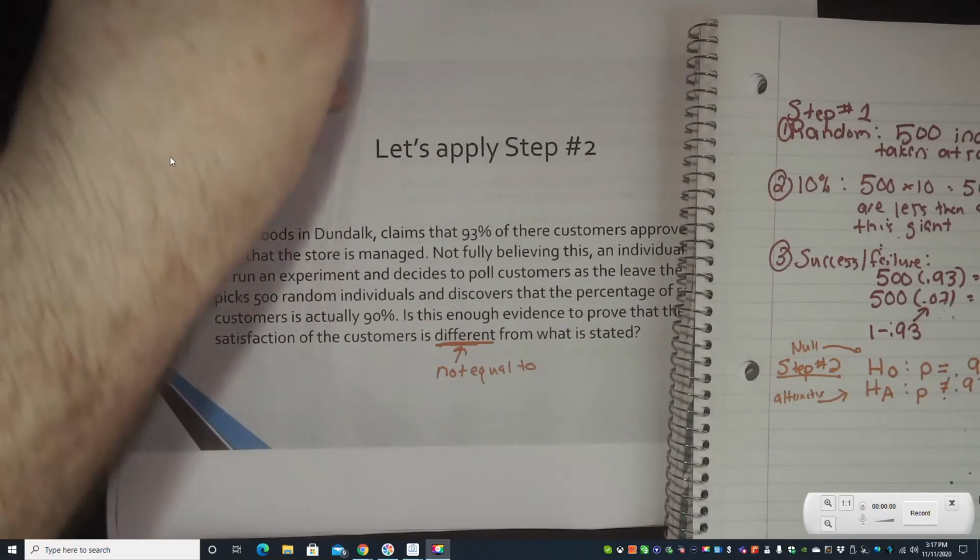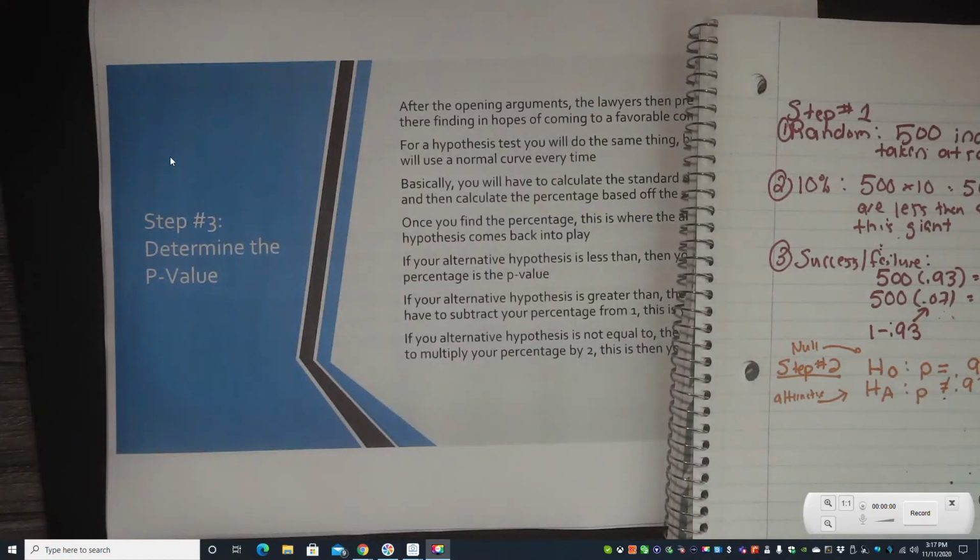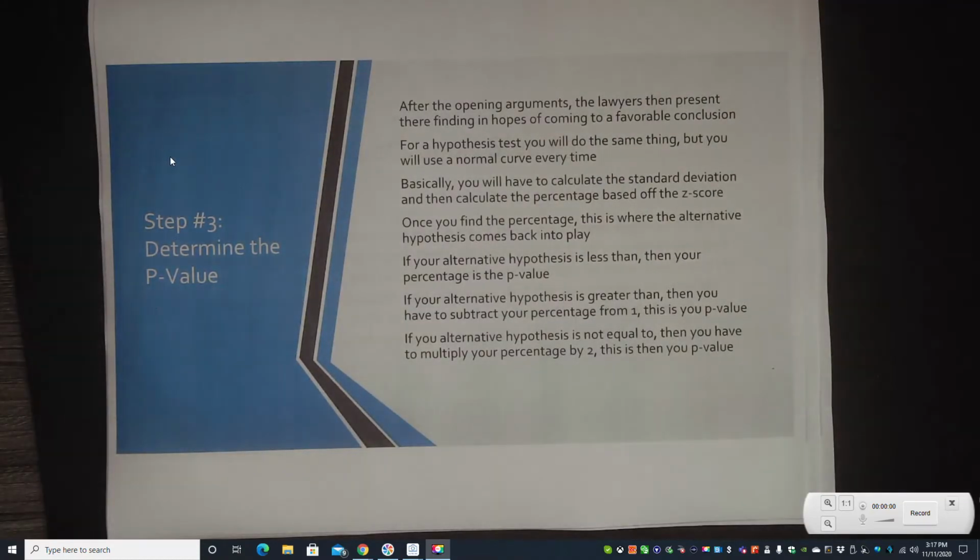So now, what about step number 3? Step number 3, after the opening arguments, the lawyers then present their findings in hopes of coming to a favorable conclusion. For a hypothesis test, we will do the same exact thing. Basically, you have to calculate the standard deviation and then calculate the percentage based off the z-score. Once you find the percentage, this is where the alternate hypothesis comes back into play.